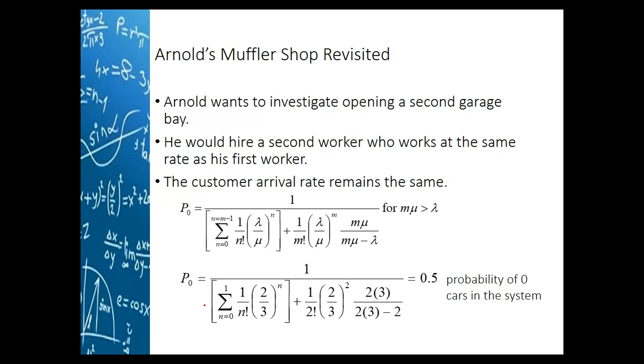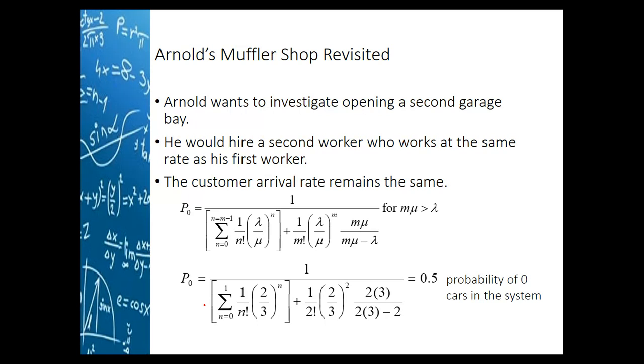Okay, now we revisit the muffler process. As I mentioned in the teaser previously, what happens if Arnold wants to open a new bay, a second garage bay? Opening a new bay means that you need to hire a new guy. So now Arnold wants to hire a second worker with the same expertise as Mr. Blank.